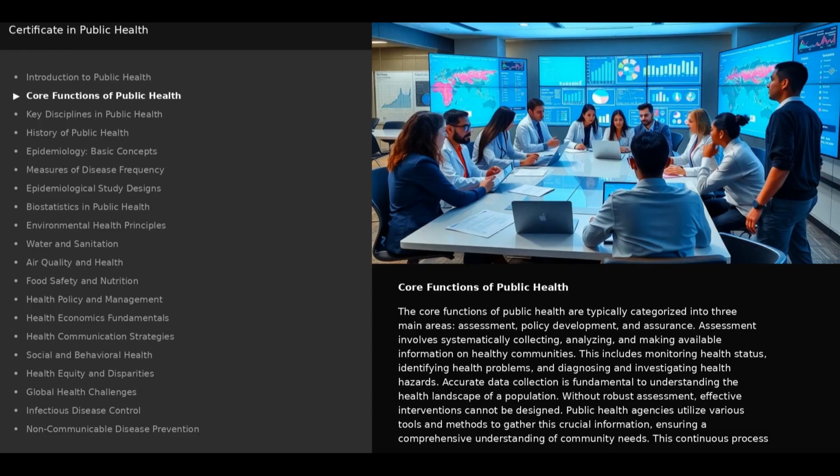Accurate data collection is fundamental to understanding the health landscape of a population. Without robust assessment, effective interventions cannot be designed. Public health agencies utilize various tools and methods to gather this crucial information, ensuring a comprehensive understanding of community needs. This continuous process helps to track progress and identify emerging health threats.